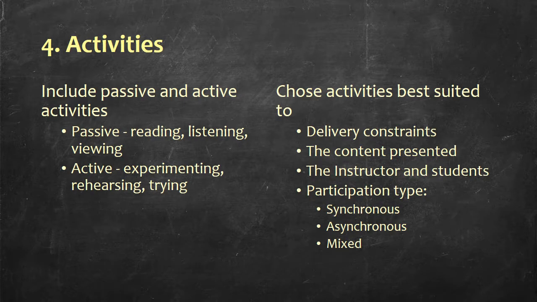The fourth concept is the activities. Passive and active learning activities are 2 types of activities that distance learning instructional designers can employ. With passive activities, learners acquire information by reading, listening, and viewing. With active learning activities, learners interact with the concepts which they are learning. Experimenting, rehearsing, and trying are active learning activities. There needs to be a mix of both passive learning and active learning activities.